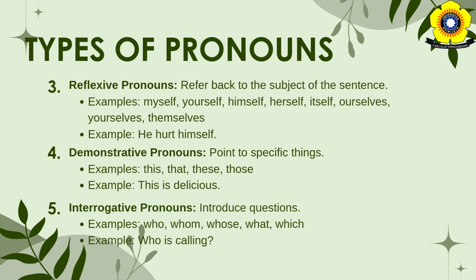Example: he hurt himself. For the fourth one is demonstrative pronouns. They point to specific things. Examples: this, that, these, those. Example: this is delicious. For the fifth one is interrogative pronouns. They introduce questions. Examples: who, whom, whose, what, which. Example: who is calling?